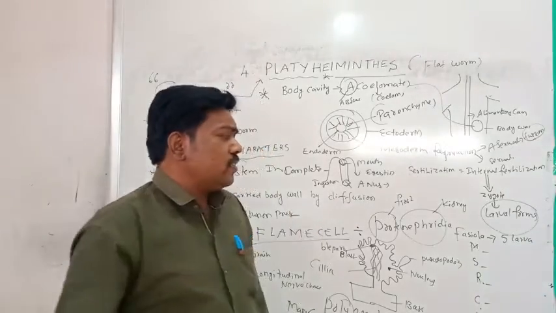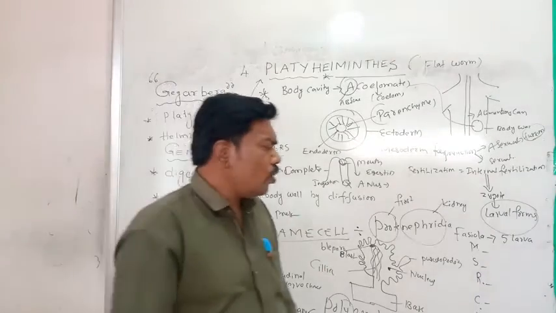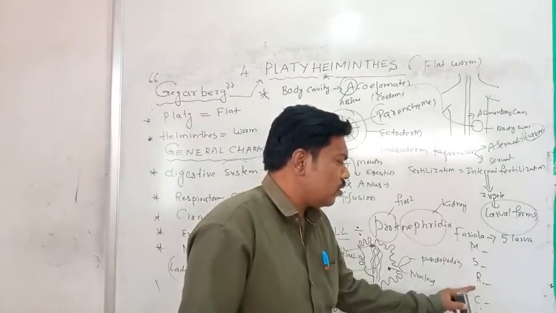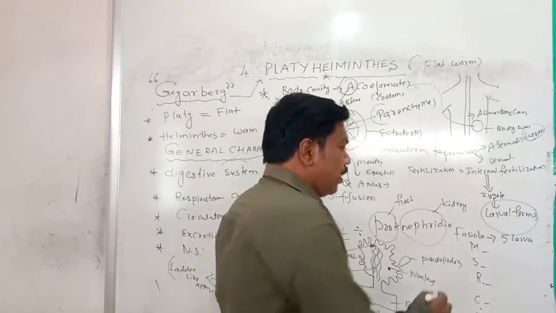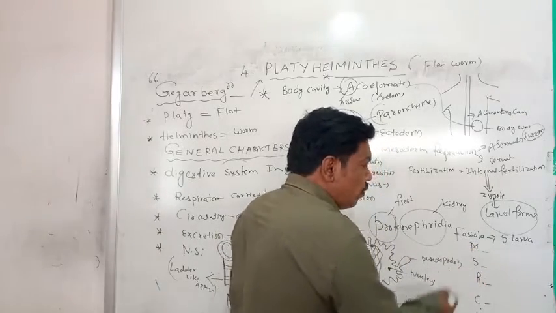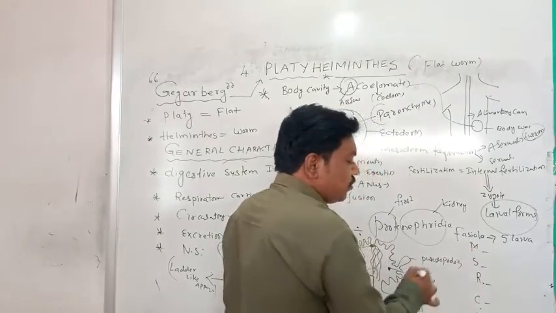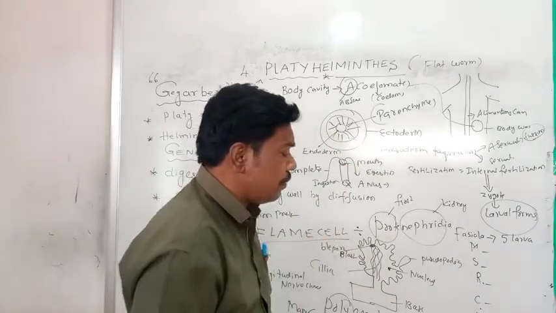For remembering these five larval forms, I am making a simple mnemonic, beta. So what is that? MSR. So simple, say Madhusudan Rao. Simple. M means Madhu, S means Sudhan, R means Rao, Madhusudan Rao, CM, Chief Minister. CM means Chief Minister. So how will you remember from here, beta?